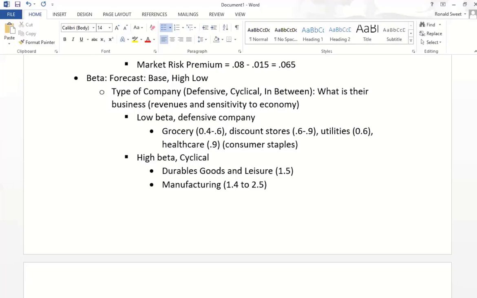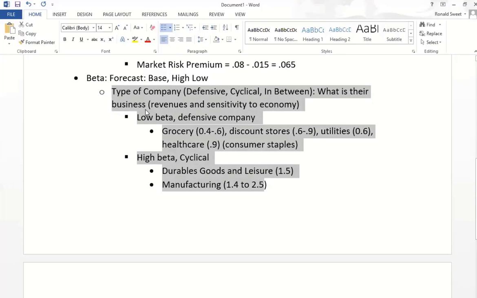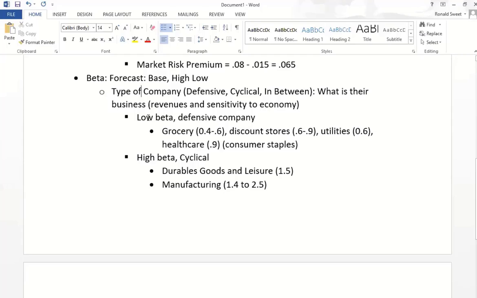So there's two things. This tells you what ballpark you're in on beta, the type of company it is, and then you're going to adjust that up or down depending on their operating leverage and financial leverage. That's the next two pieces of this. All right, so we'll do that next.